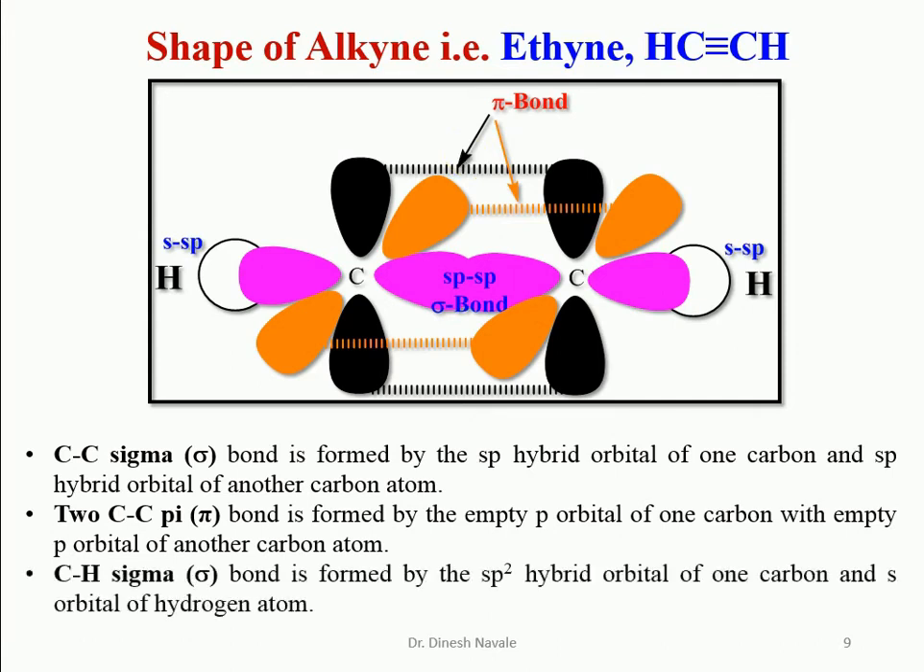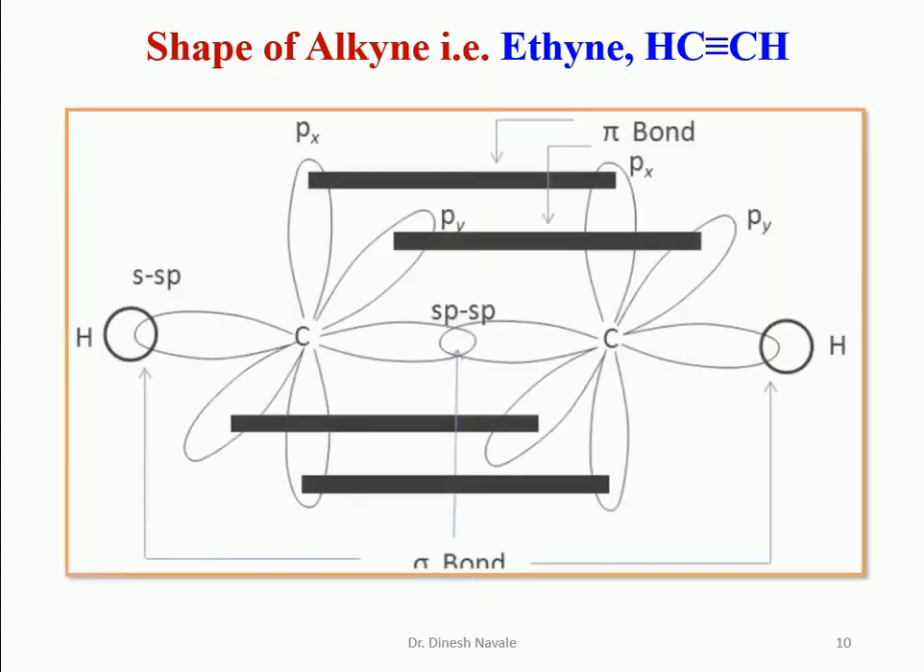Whereas for the CH bonds, there are two CH bonds. Both CH bonds are formed by the sp hybridized orbital of the carbon atom and the s orbital of the hydrogen atom. So the CH sigma bond is formed by the sp hybridized orbital of one carbon atom and the s orbital of the hydrogen atom. We can see it should be sp and not sp2. So this is the shape of the alkyne molecule.